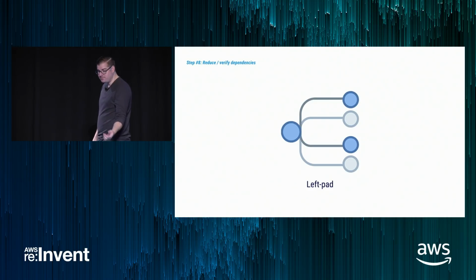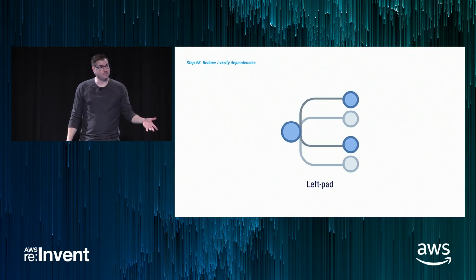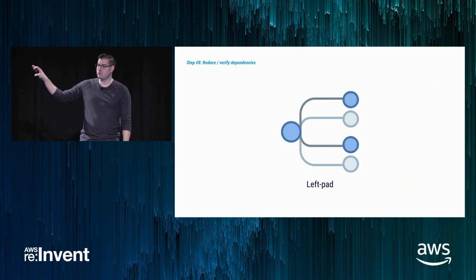So this next one, when it comes to code, is reducing and verifying your dependencies. This comes back to the OWASP top 10 of deploying code that has known vulnerabilities.